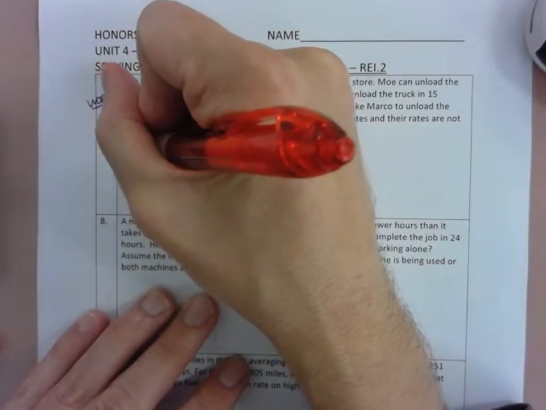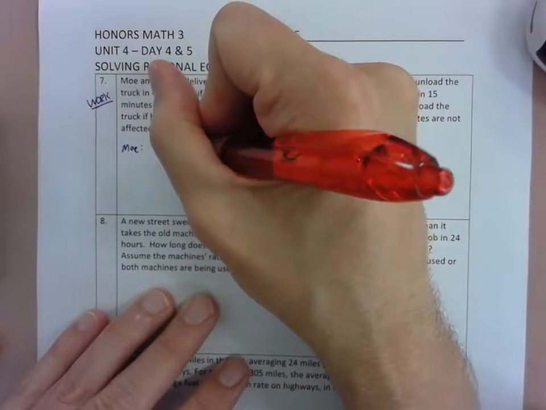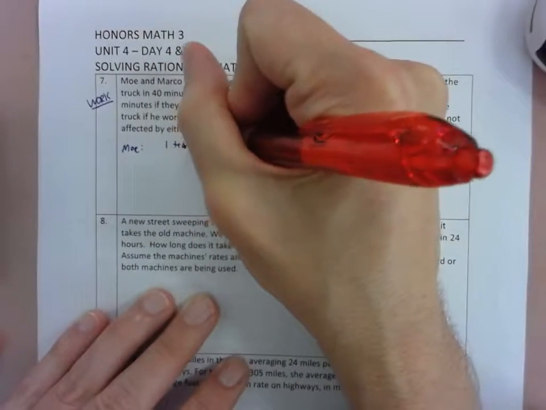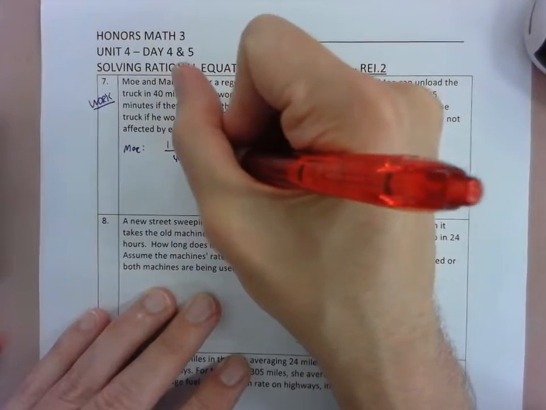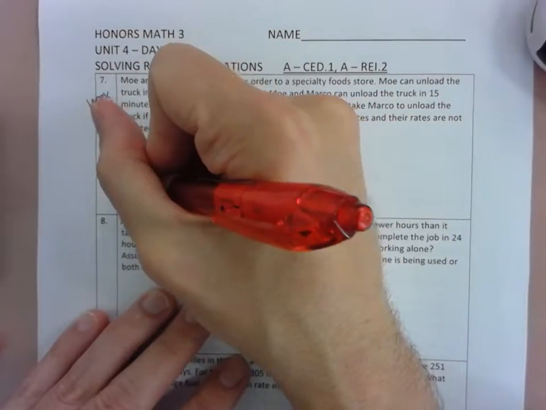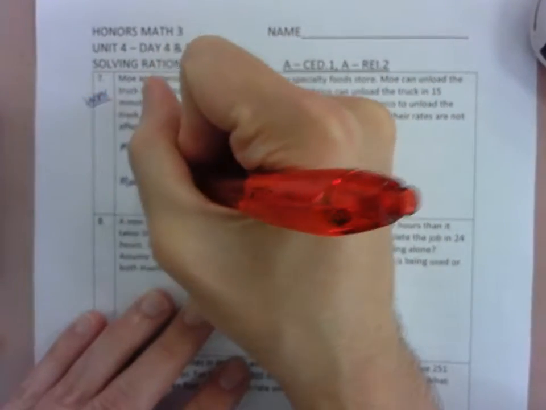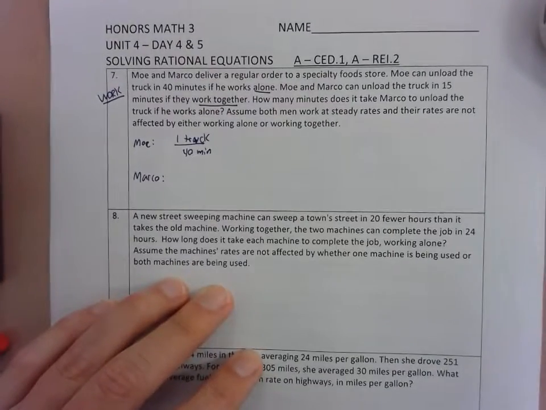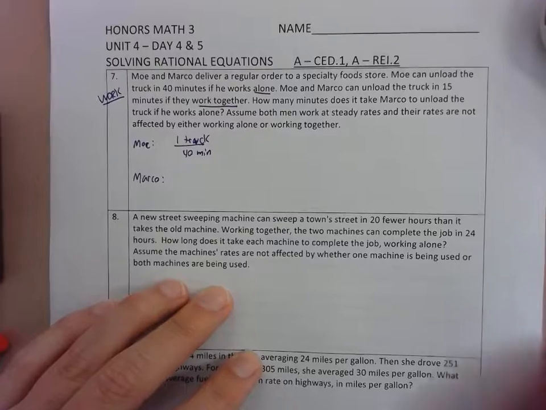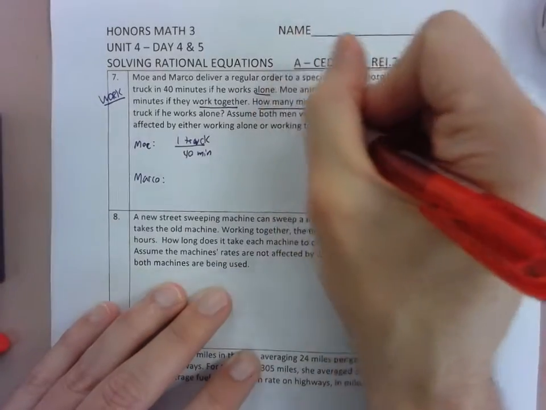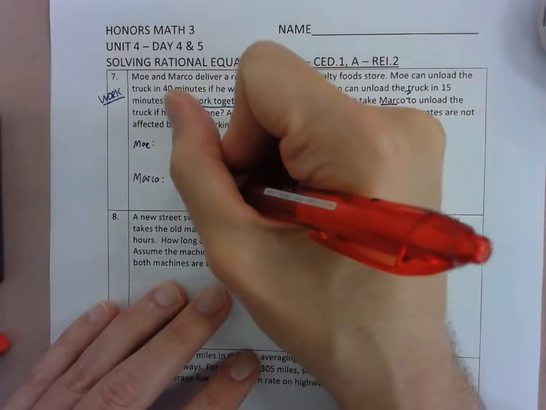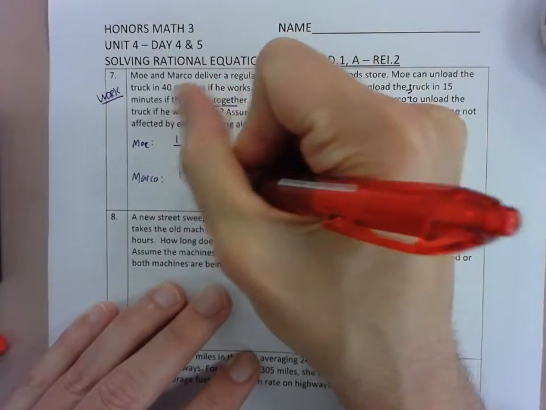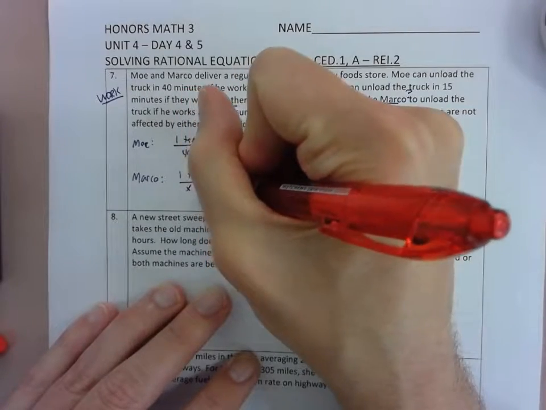So we got Mo. What's going on with Mo is he can unload the truck in how long? It takes him 40 minutes. Okay, let's look at Marco. The question is how many minutes does it take Marco to unload the truck if he works alone? So we don't know how long it's going to take him to unload one truck. So we're going to go ahead and put that as x.